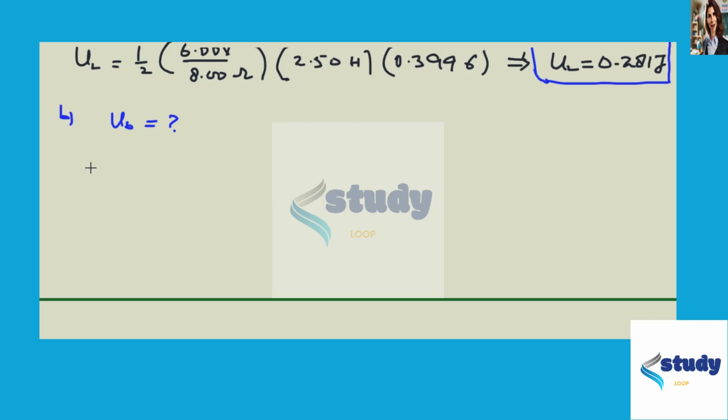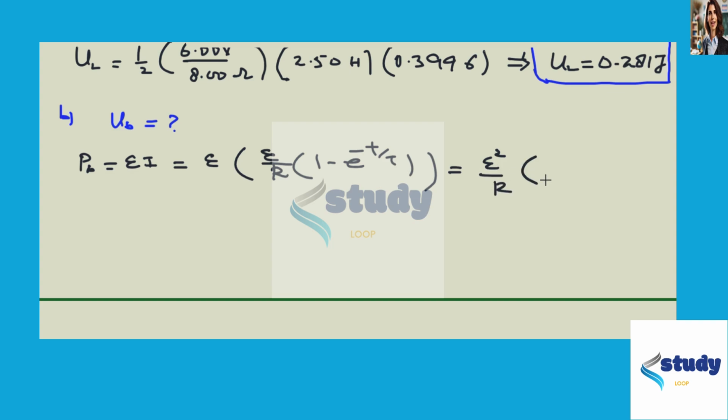PB is equal to E multiplied by I. So this can be further written as E into E divided by R into 1 minus e raised to power minus t divided by tau. So this is equal to E square divided by R into 1 minus e raised to power minus t divided by tau.